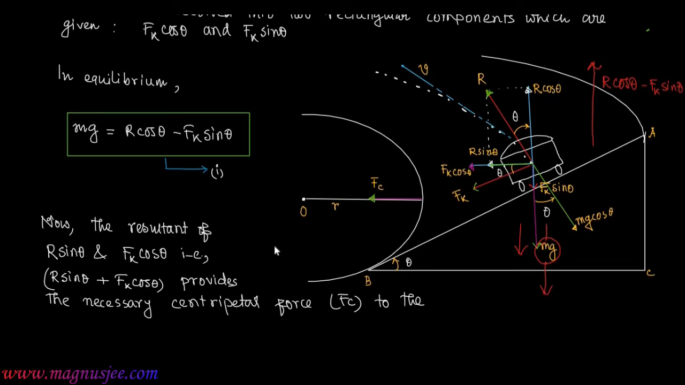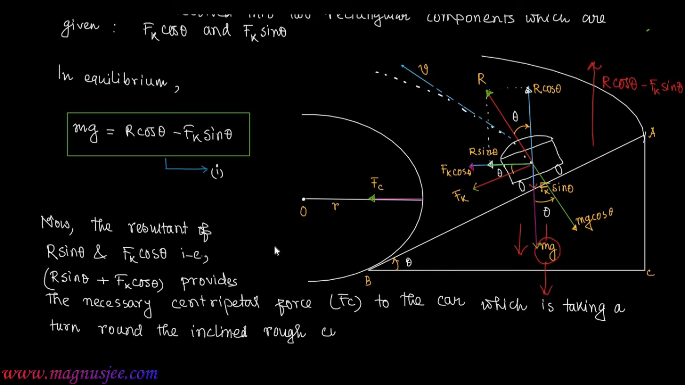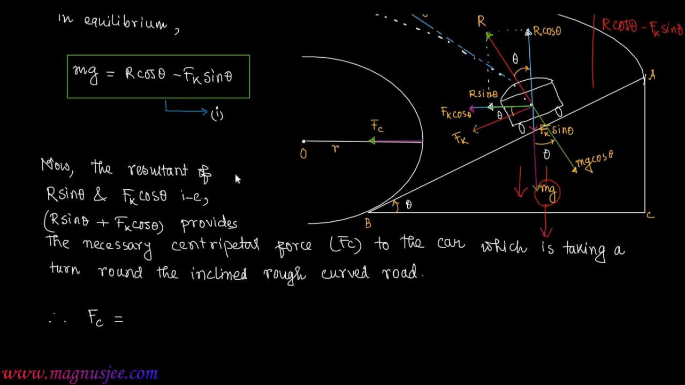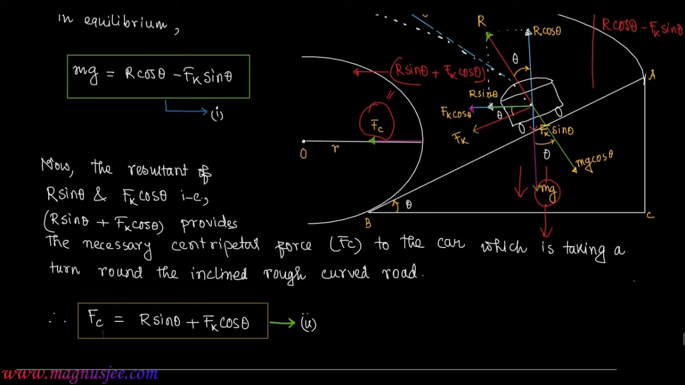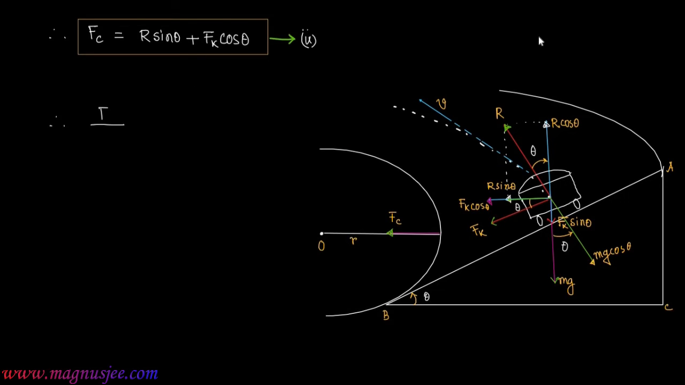for the revolution of the car round the rough inclined curved road. It provides the necessary centripetal force Fc to the car which is taking a turn round the inclined rough curved road. Therefore Fc is equal to R sin theta plus Fk cos theta, that is equation 2. Here in the diagram, R sin theta plus Fk cos theta is acting radially inwards, and it provides the necessary centripetal force Fc for taking a turn.